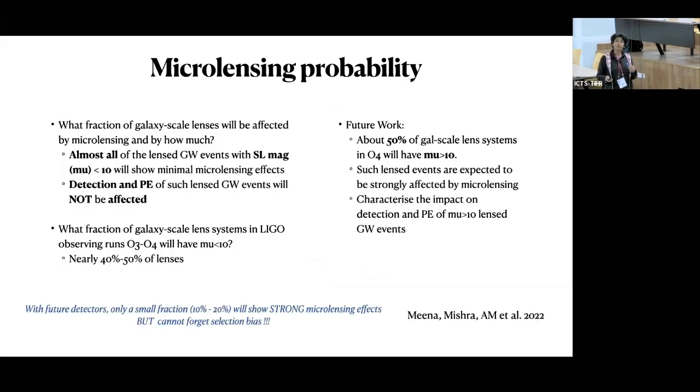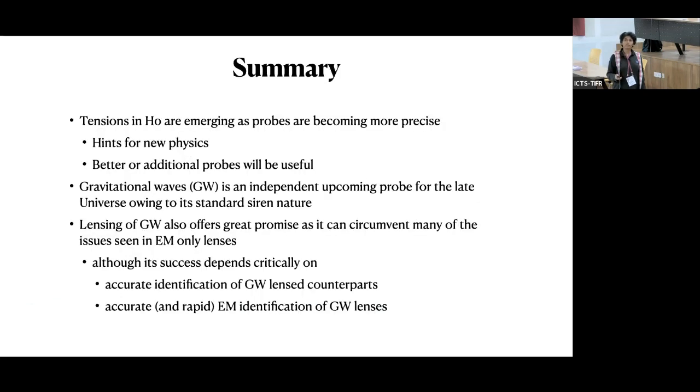So the takeaway from this is that for all the systems where the magnification is less than 10, almost all of these lensed GW events, even if there is microlensing, will not affect your detection or parameter estimation. But the number of such events in the upcoming observing runs is going to be 50%. So 50% of the events can have very high magnification factors, which means they can have very strong microlensing distortions. And so this is something that we need to worry about and take into account. We are also now trying to understand the effects on the parameter estimation because of these highly magnified systems. So with that, I would like to leave the summary slide here and take any questions.